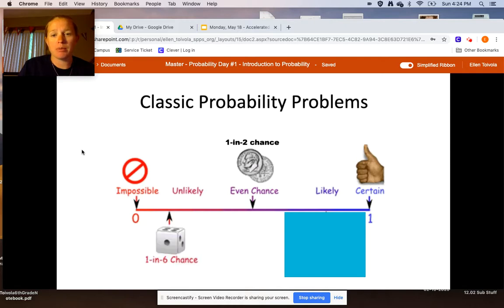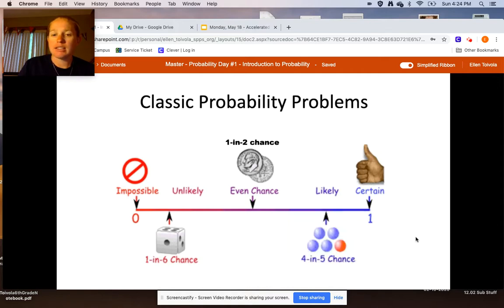Another probability problem that you will see that I've mentioned already is dice. Each number shows up once on a standard die. So there's 1 1, there's 1 2, there's 1 4, there's a 1 in 6 chance that I'll roll a 1. There's a 1 in 6 chance that I'll roll a 3. And then our last example on this page is marbles. So there are 1, 2, 3, 4, 5 marbles.